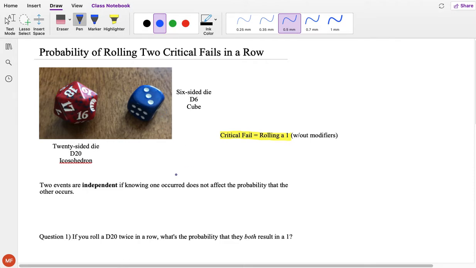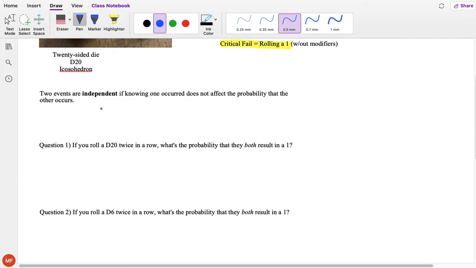Okay, so let's get to the actual probability question here. We want to ask what's the probability of rolling 2 ones in a row. So in order to answer this, we first need to establish that rolling a die is an independent event. What we mean when we say that 2 events are independent is that if you know the result of one, that doesn't affect the probability of the result of the other. So in this case, the first event would be rolling 1 die, and the second event would be rolling either another die or re-rolling the same die.